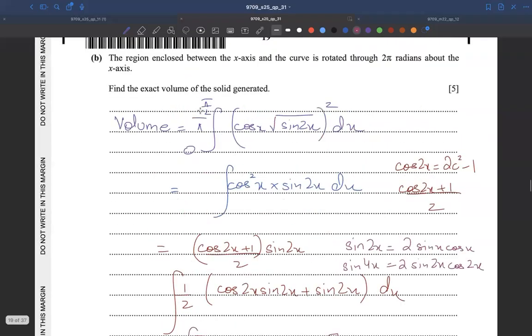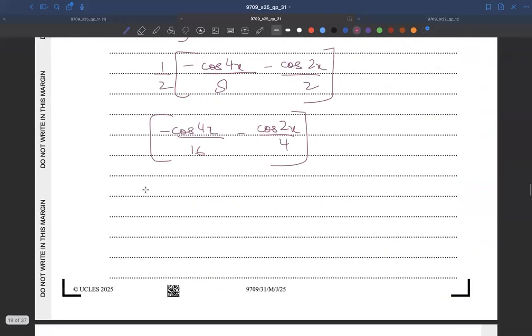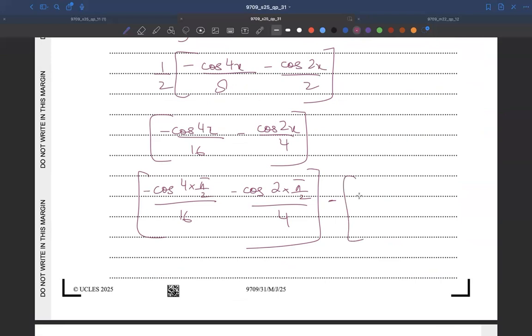The upper limit is pi by 2. So we'll get minus cos of 4 into pi by 2 upon 16 minus cos of 2 into pi by 2 divided by 4. We have already multiplied by half, so we'll just apply the lower limit now. That is cos of 0 upon 16 minus cos of 0 upon 16 upon 4. So this will cancel out.